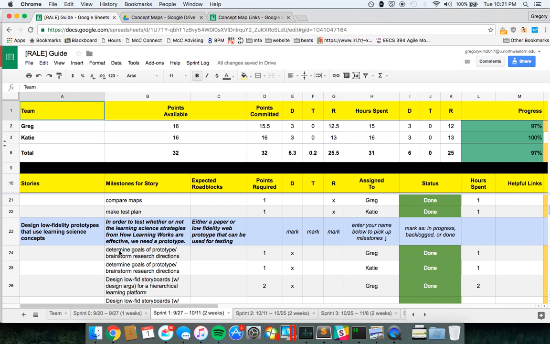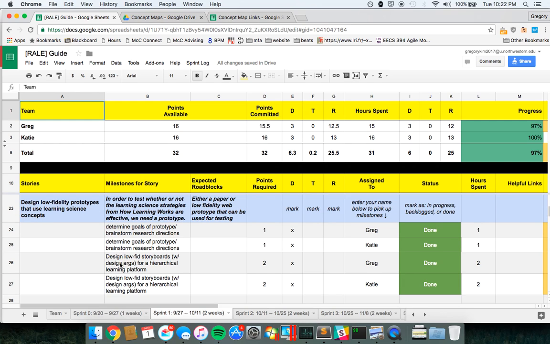And so we began drawing some storyboards and paper prototypes. We haven't really decided on a direction for that.